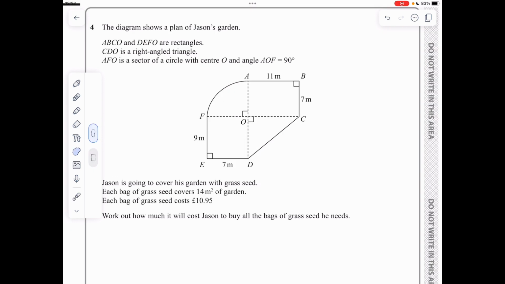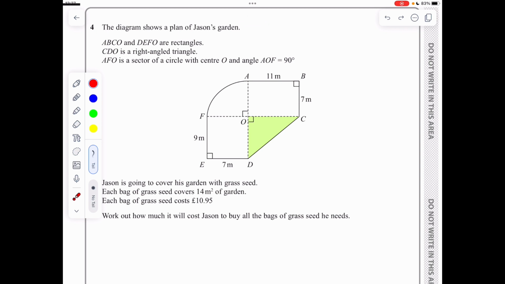In question 4, we've got the plan for a garden. It's made up of two rectangles here. It's made up of this triangle and then this quadrant. And Jason is going to cover his garden with grass seed, and each bag covers 14 square meters and each bag costs $10.95. We need to work out how much it will cost Jason to buy all the bags that he needs. I will start by highlighting the triangle here.